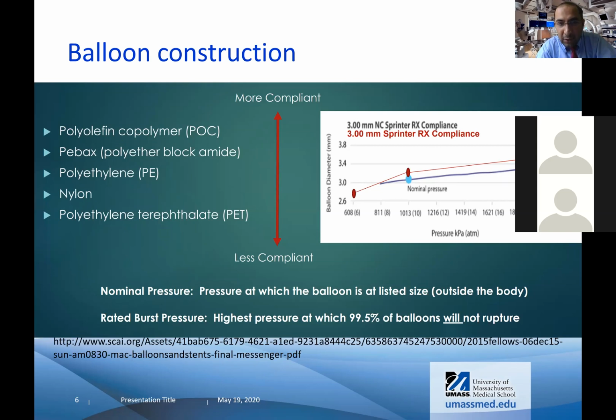So a 2.5 non-compliant balloon, if you put 12 atmospheric pressure, it will be 2.5. If you put 18 atmosphere, it will be 2.6. While a compliant balloon, if you put 18 atmosphere, and it's a 2.5 balloon, it will not be 2.5. It will become something like 2.8. So the degree of increase is much higher.